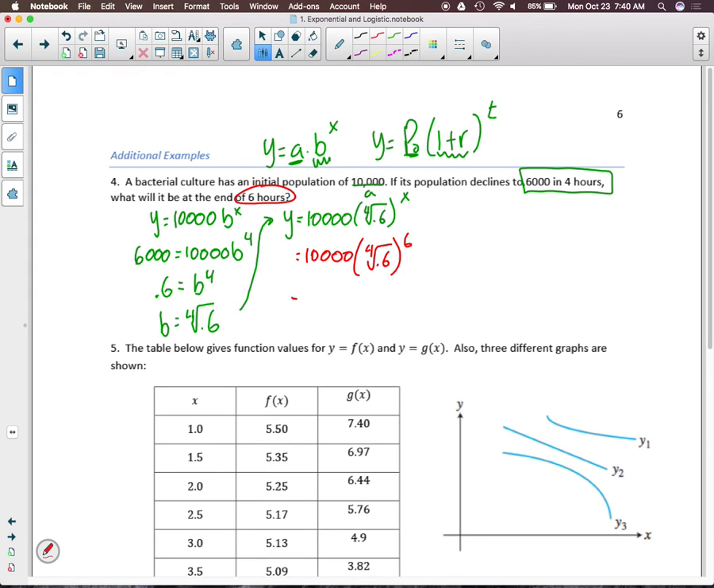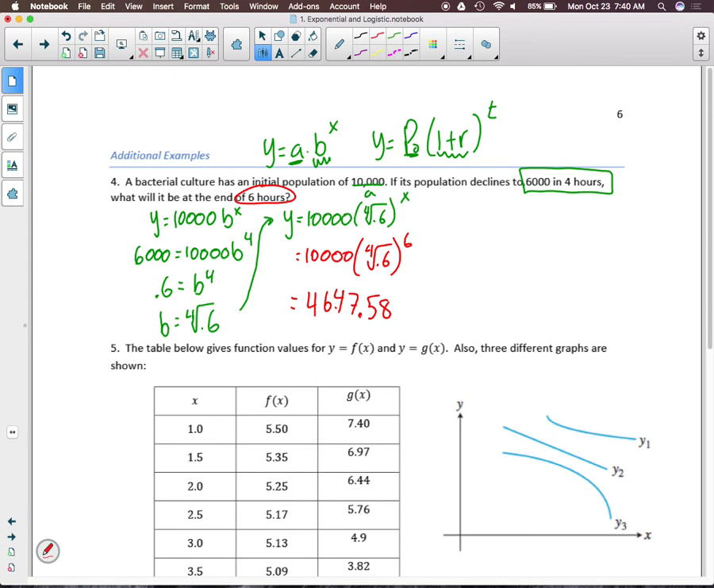So type it in the calculator, I get approximately 4,700.58-ish, ignore that decimal point. And we can't really have 0.58 of a bacteria. So what we have to try to decide is which way to round on this. All right? So our population is decreasing.